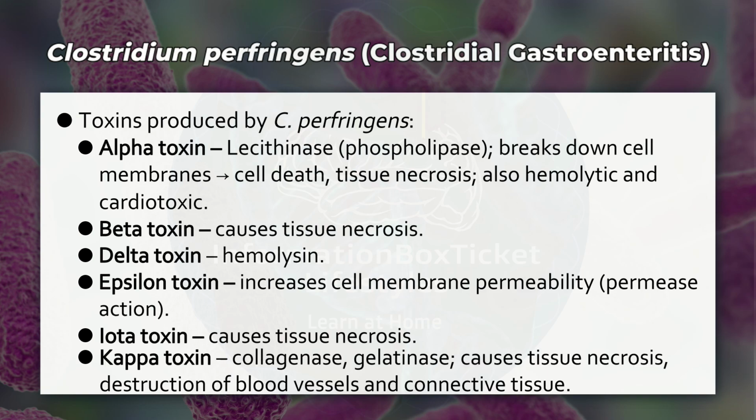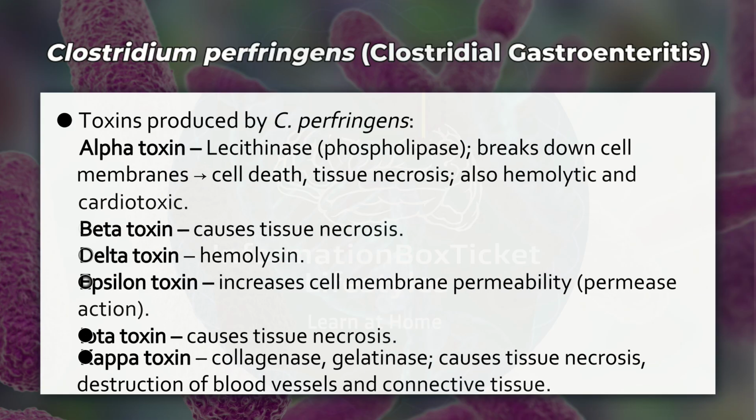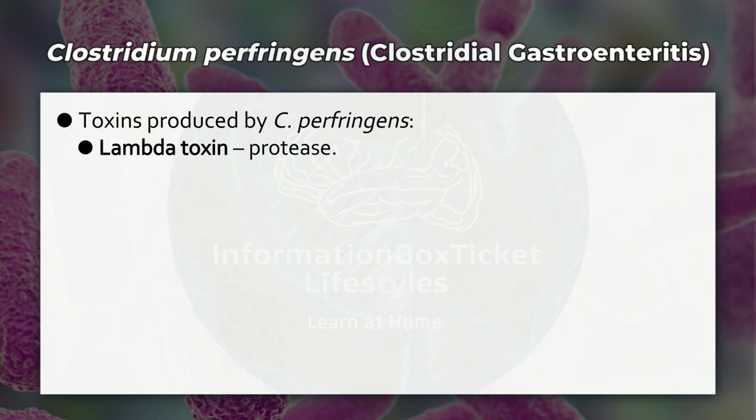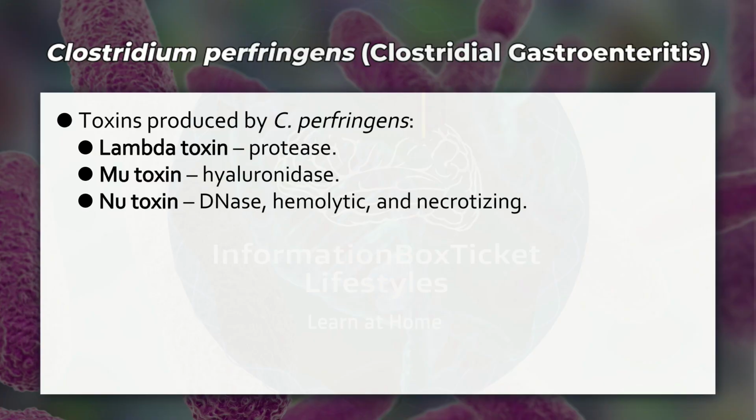Kappa toxin, collagenase, gelatinase, causes tissue necrosis, destruction of blood vessels and connective tissue. Lambda toxin, protease. Mu toxin, hyaluronidase. Nu toxin, DNase, hemolytic and necrotizing. Phi toxin, hemolysin, cytolysin.